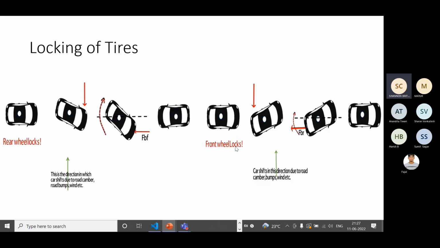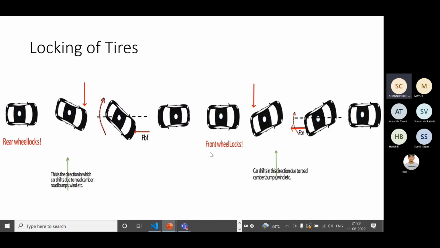But now we'll see what happens when the front wheels lock. This is the car, and here again the centrifugal force acts. The front wheels are locked, so the rear wheels will try to oppose it by producing a force in this direction. Again, there is a braking force here because of the rear wheels, which will try to push the car onto the straight-line path. The car was trying to move away from the straight line, but this force is trying to get it back. Comparing rear wheel locks and front wheel locks, front wheel locking is much better, because one tries to rotate the car by 180 degrees, and the other tries to get it back to the straight path.